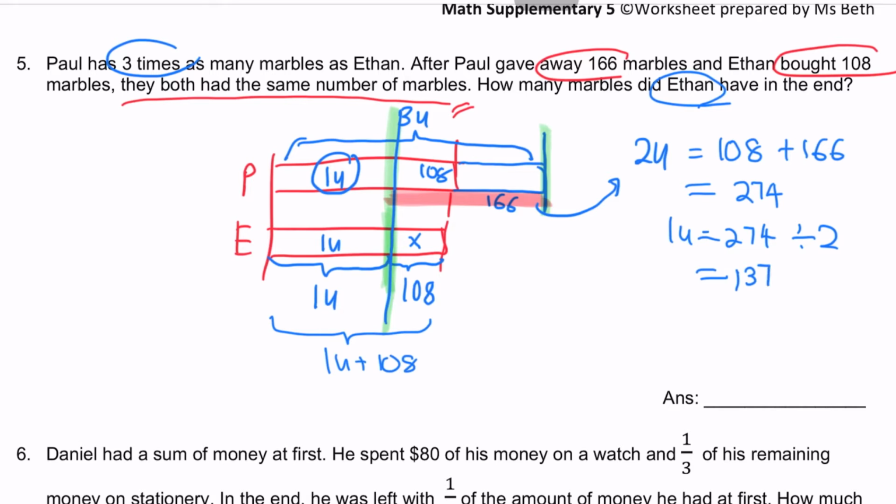Okay, so 137 is 1 unit. Ethan would have 137 plus 108, giving me 245 total. 245 marbles.